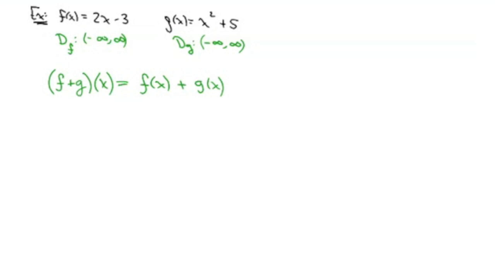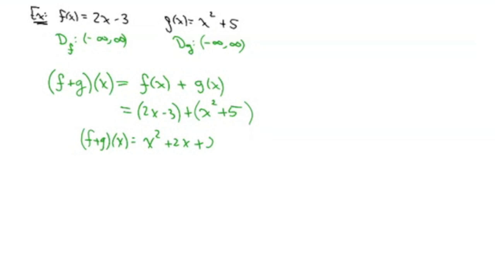So the first thing you do when you see this notation is separate it: f of x plus g of x. And then plug in your functions. What's f of x look like? So you get 2x minus 3 plus g of x. What's it look like? x squared plus 5. And you get this new function. And it looks like f plus g evaluated at x is equal to x squared plus 2x plus 2.